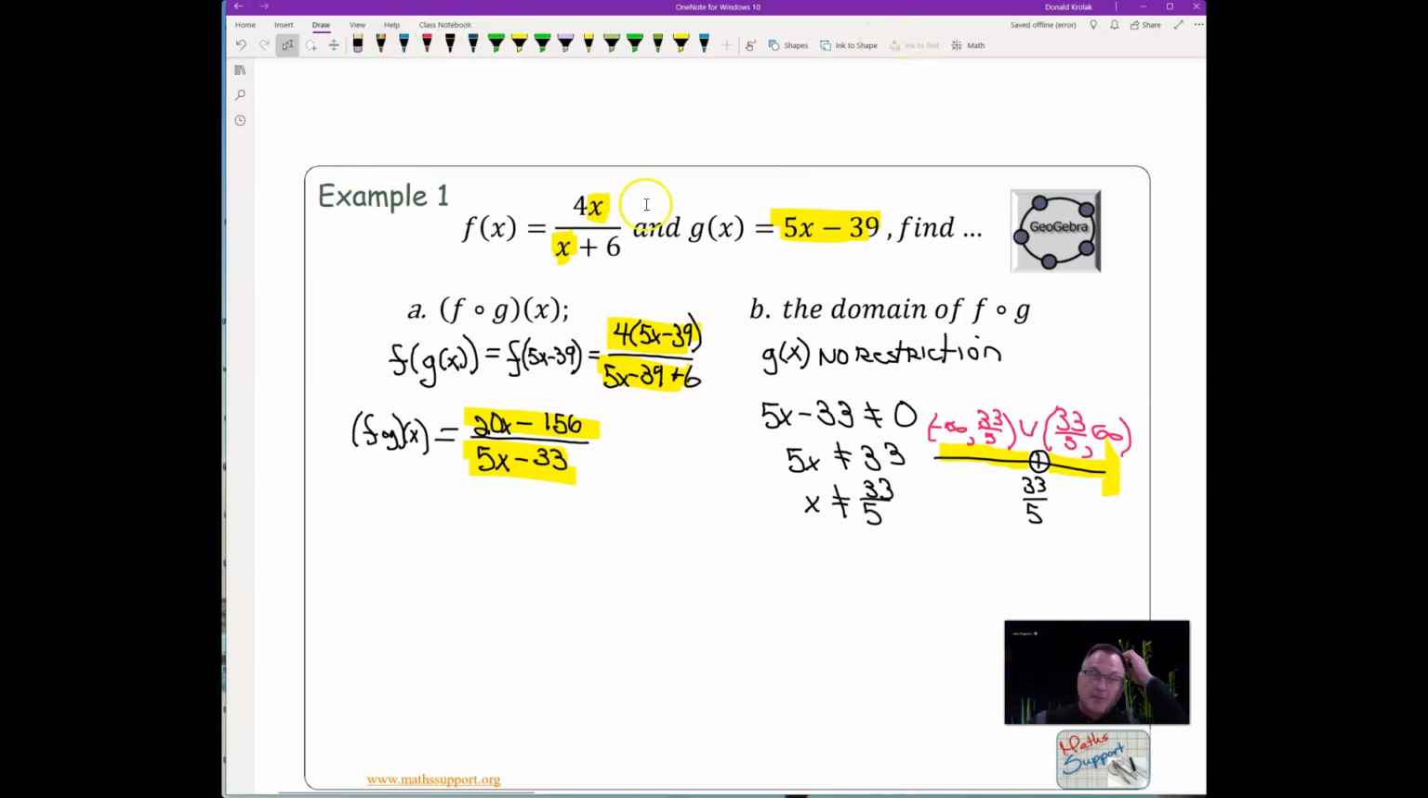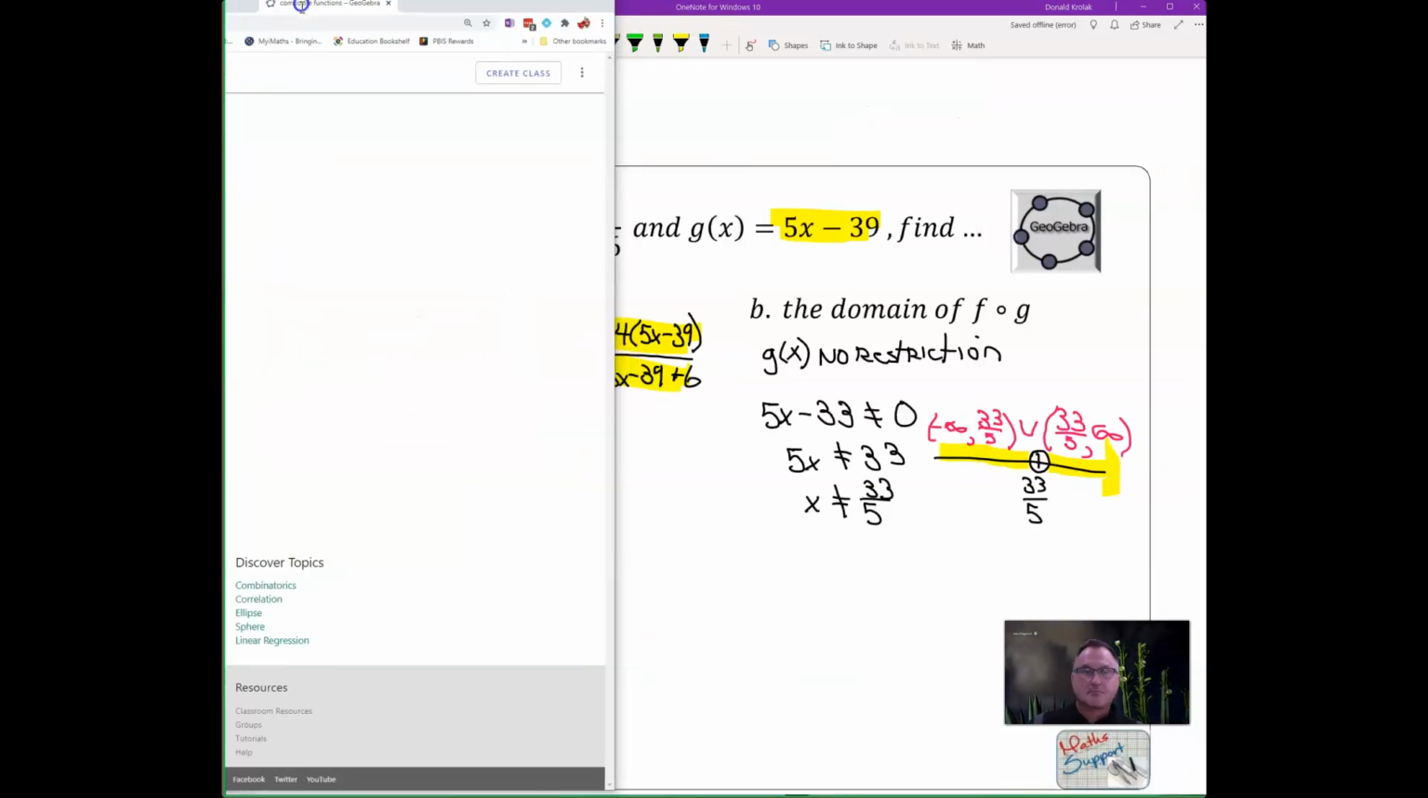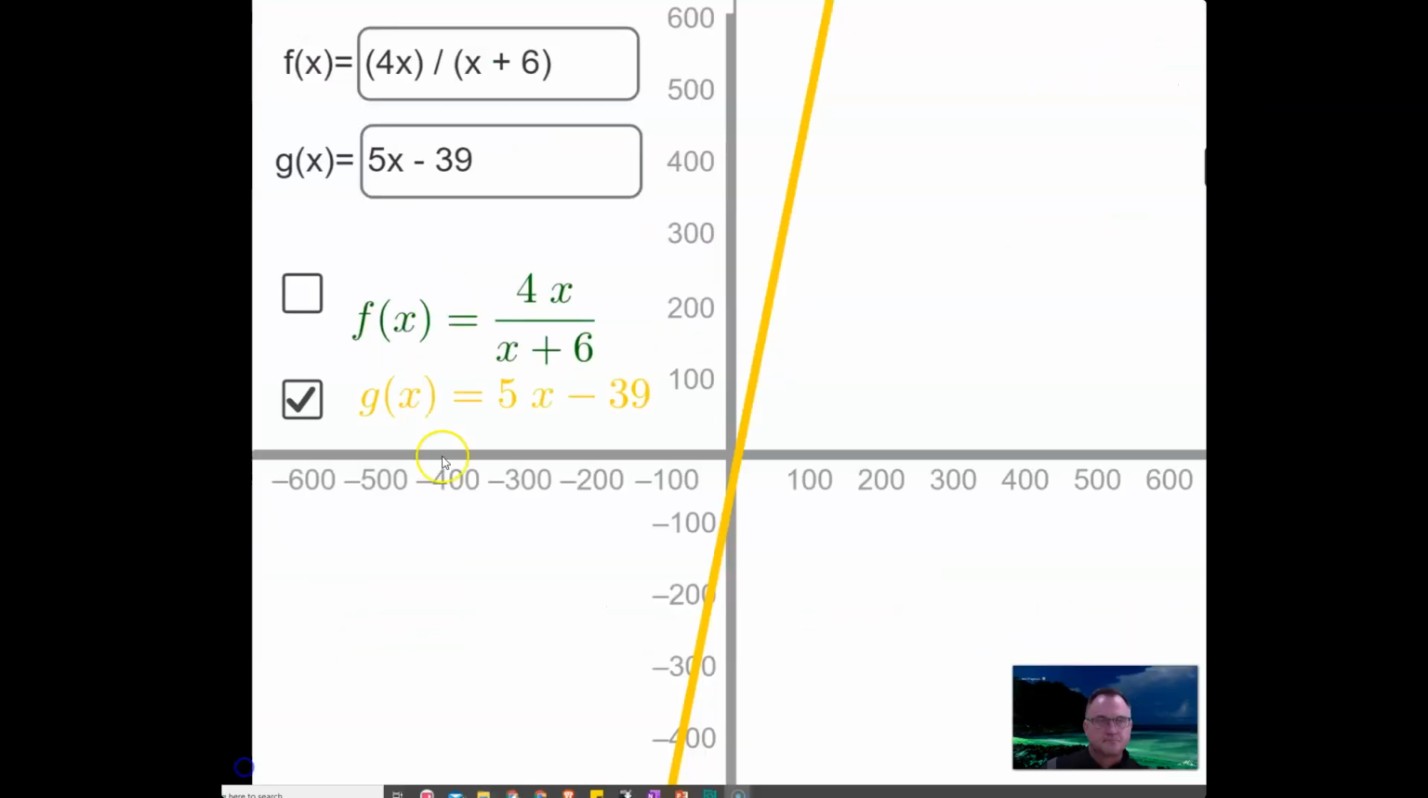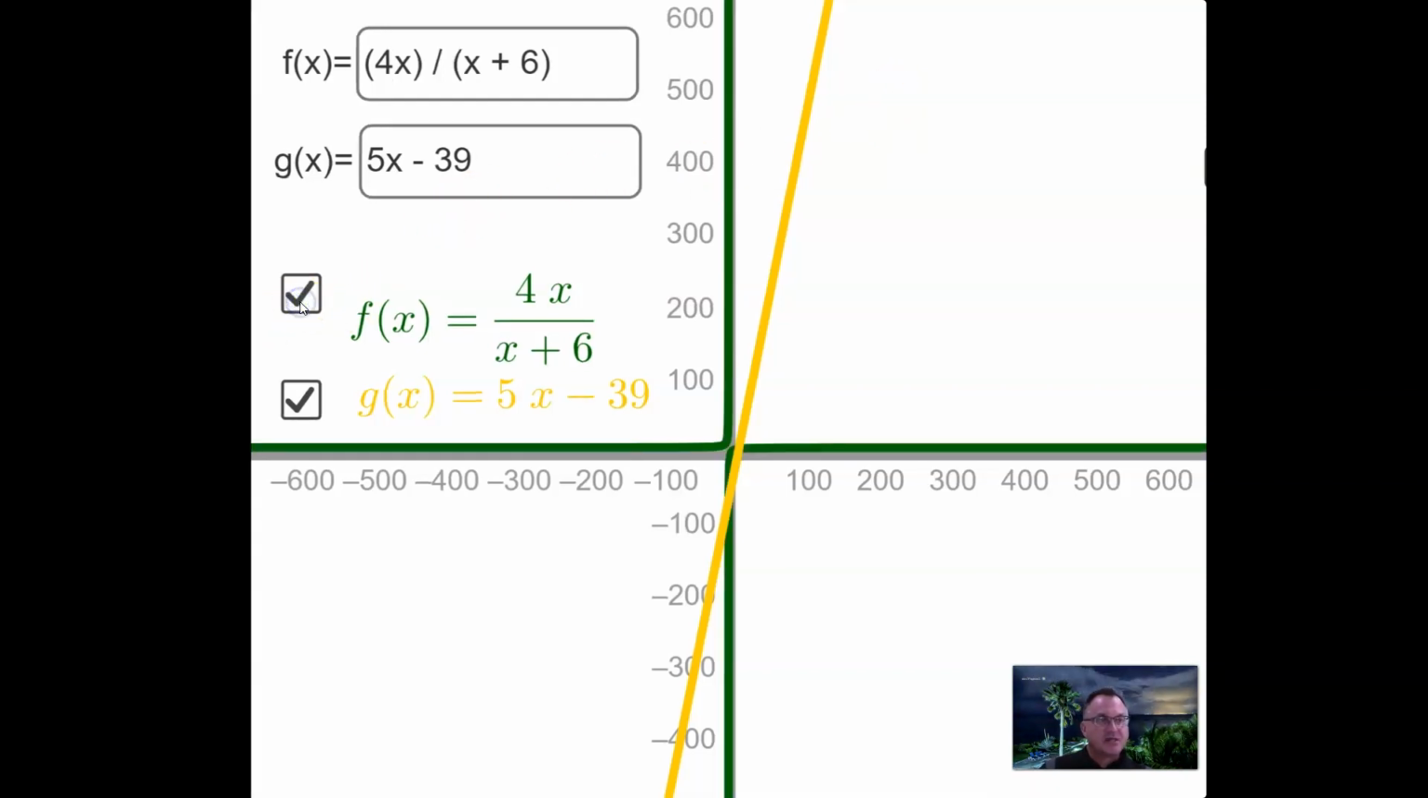Now, up here I attached, and I did it on your Google Classroom, a GeoGebra applet that shows you how this works. I typed in the two functions here, g of x and f of x, and I graphed g of x. That's the yellow line there. So we can see that that has no restrictions in it. The f of x, that's this green function, this rational function.